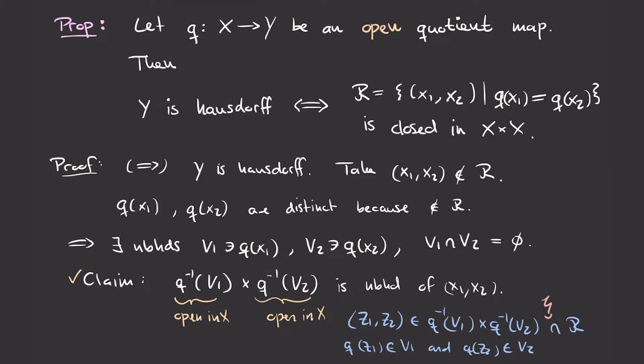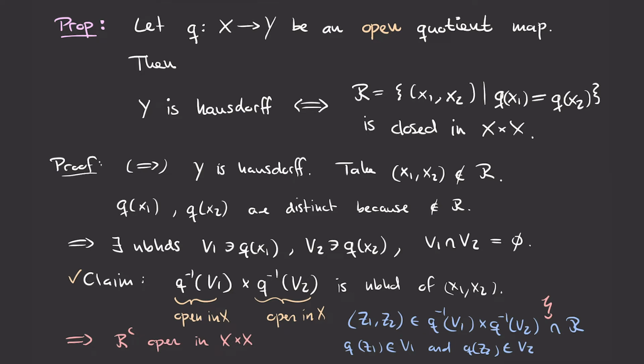Okay, so in summary, we've shown that we can find an open neighborhood. In this case, it's this set, the product of the preimages of an arbitrary point in the complement of R, such that that open neighborhood does not intersect R, or in other words, such that that neighborhood is contained entirely within the complement. This then shows that the complement of R is actually an open set of the product X times X, which by definition means that R is a closed set. And this proves the left to right direction.